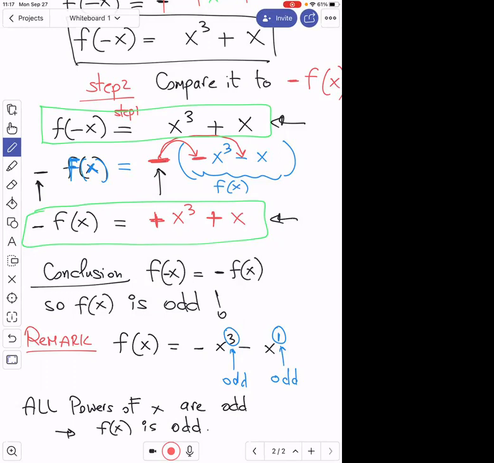So yeah, that's the idea, guys. If all the powers are odd, then function f is odd. If all the powers are even, then the function is even. If you have one odd power and another even power, then the function is neither.